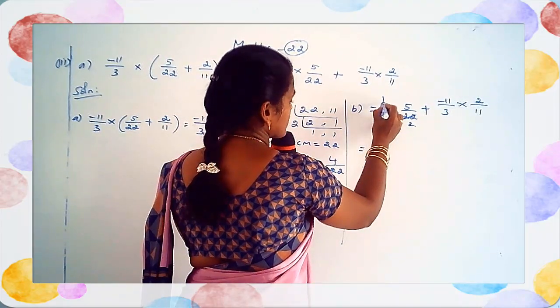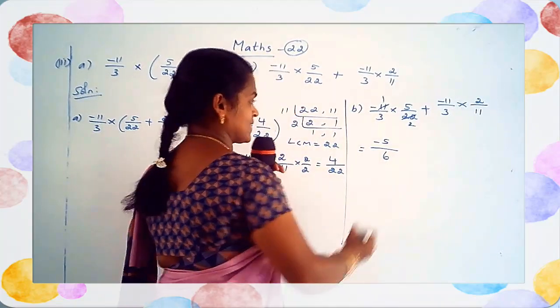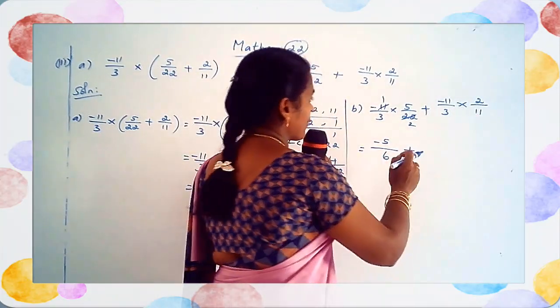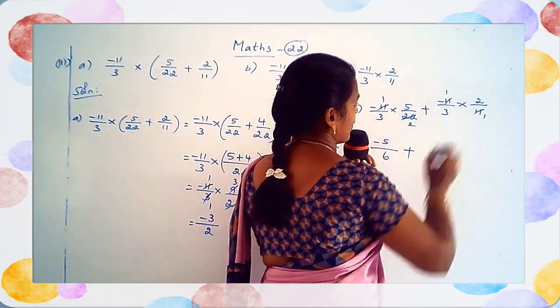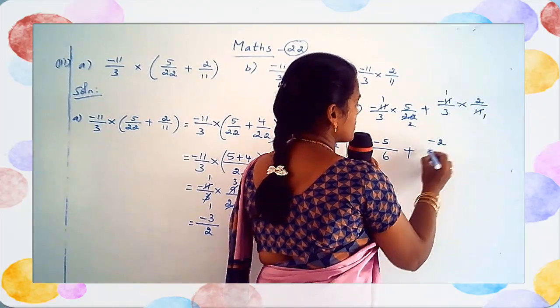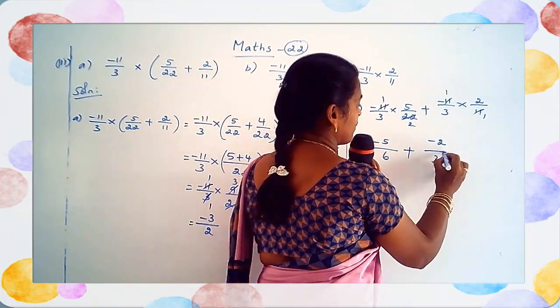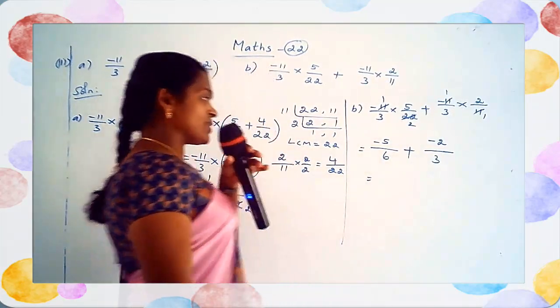So minus 1 into 5 is minus 5 upon 3 2s are 6, plus, now you come here, 11 11 cancel. 1 11 is 11, 1 11 is 11. So the remaining is minus 1 into 2 is minus 2 upon 3 1 is 3. Okay, now you see here, this operation is an addition operation.